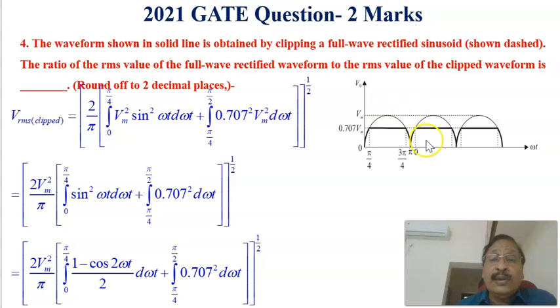Now, the full wave rectified RMS value we already know, so I'm not deriving that. The RMS value of the full wave rectified waveform is equal to Vm divided by root 2, which is nothing but 0.707 Vm.